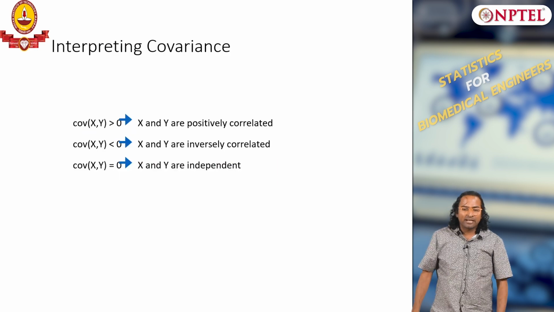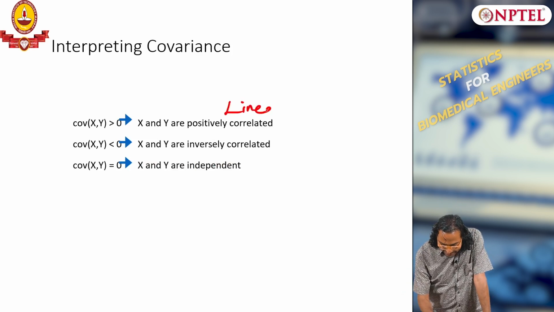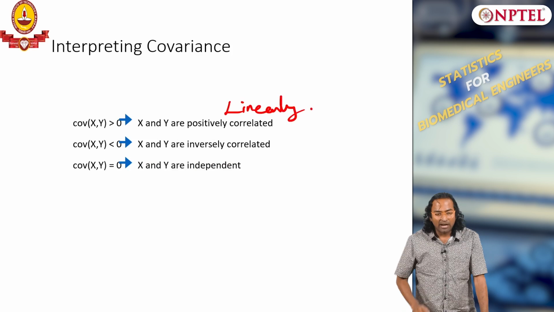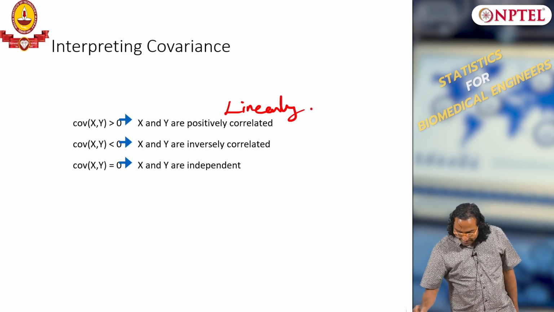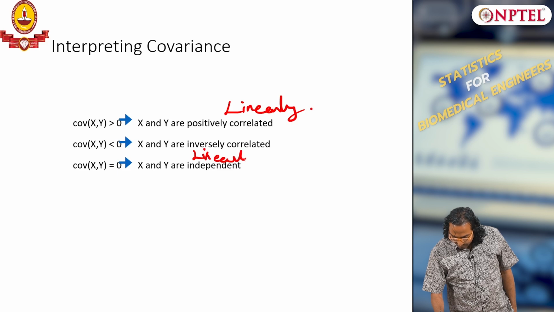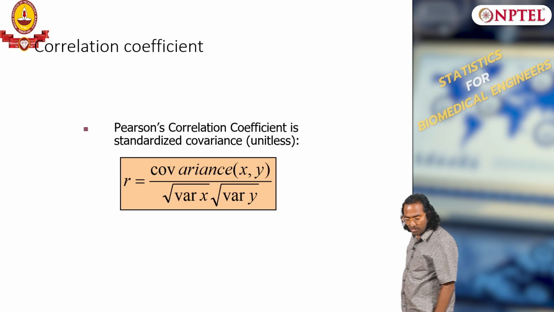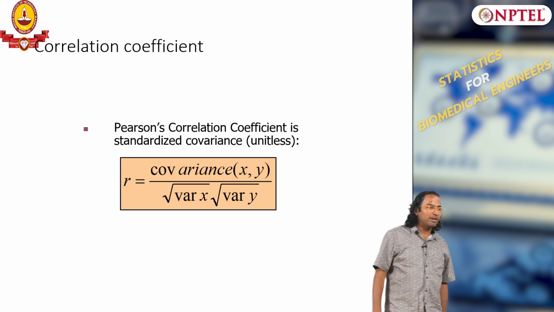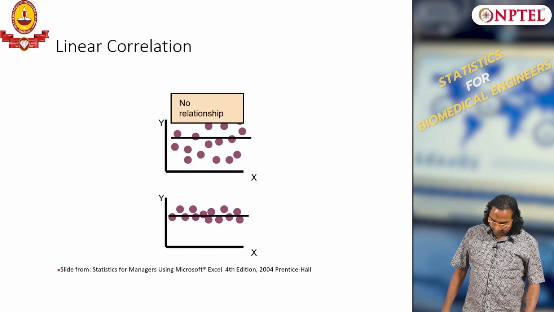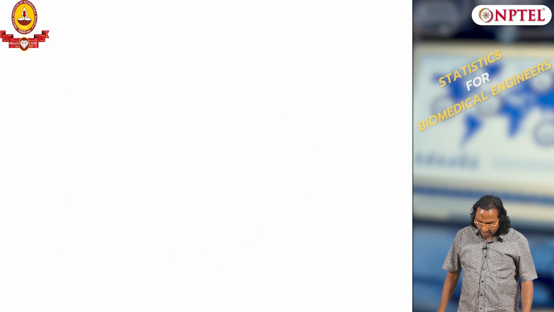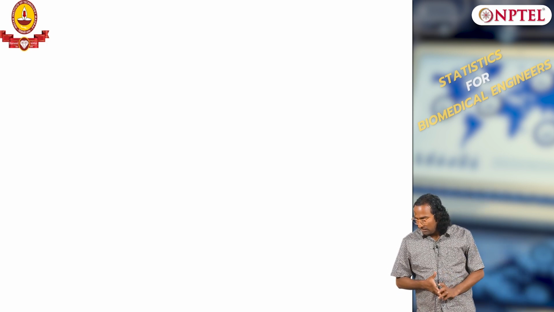Interpreting covariance: greater than 0, they are positively linearly related; less than 0, they are negatively, inversely linearly related; and equal to 0, they are linearly independent. This is also called Pearson's correlation coefficient. It is a dimensionless quantity. Now let us get into regression analysis. We will look at it in the next class.